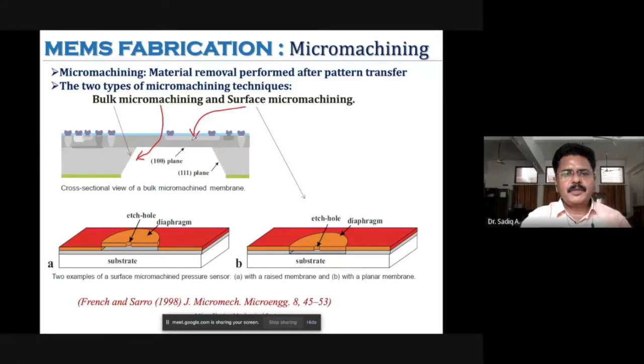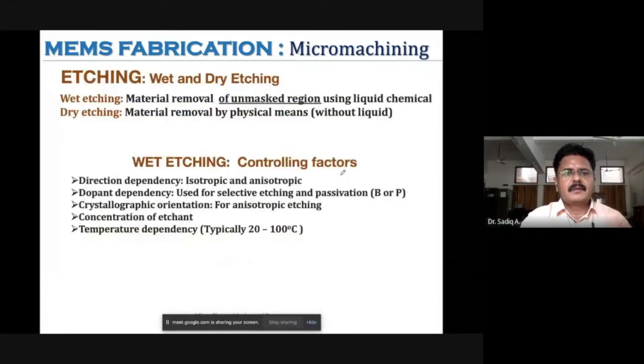Bulk micromachining has a lot of applications for making many kinds of sensors. Like that, surface micromachining also has a lot of applications to generate membranes such as diaphragms, etc. Let us see more in detail about the micromachining process.